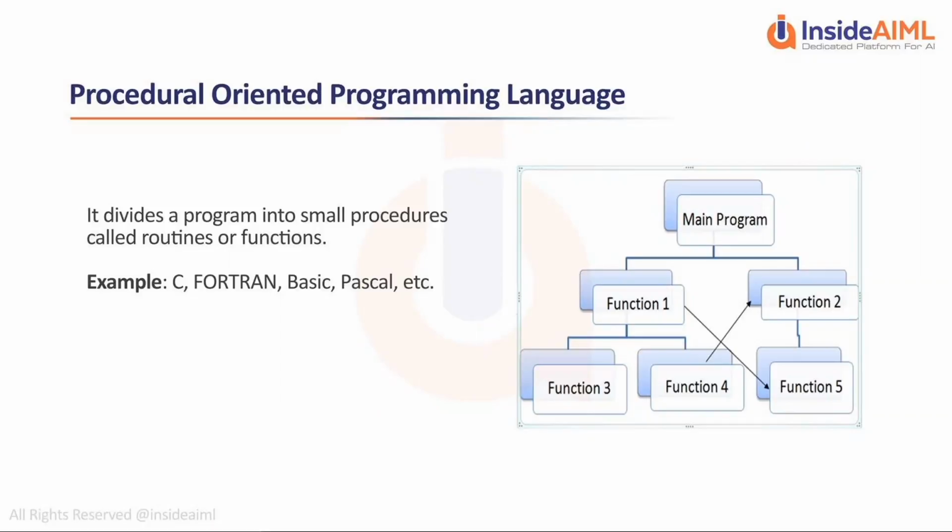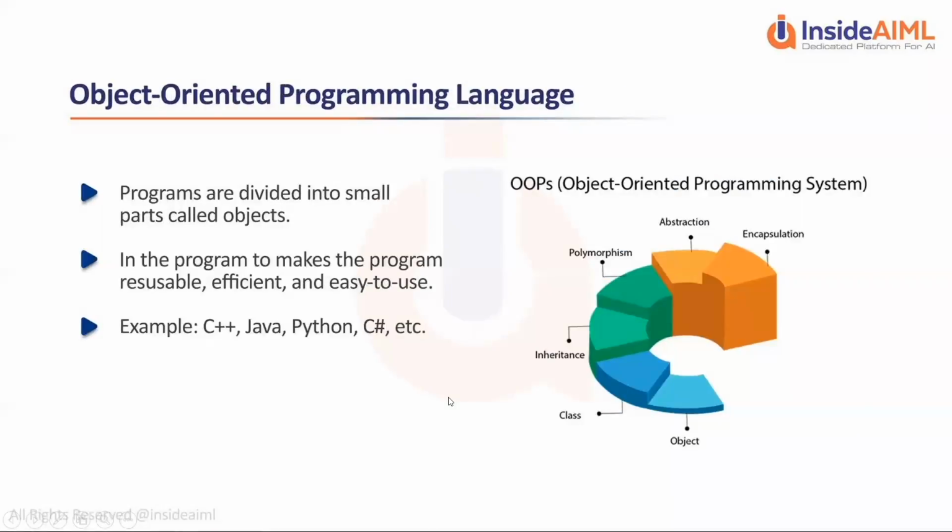Then we have something known as object-oriented programming language. In object-oriented programming language, our programs are divided into small parts called objects. Now, what are these objects? We'll see. This kind of programming makes our code reusable.